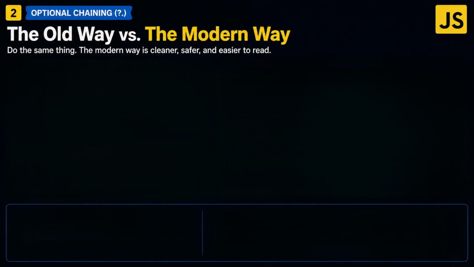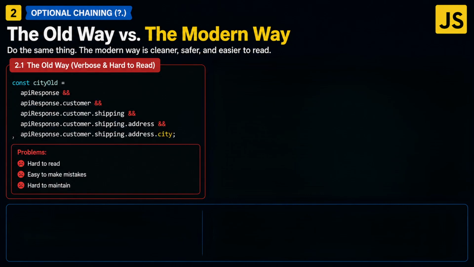Before optional chaining existed, developers often used logical AND checks. The idea is simple. JavaScript evaluates from left to right. If one part is falsy, it stops instead of trying to continue deeper. So this prevents the TypeError.